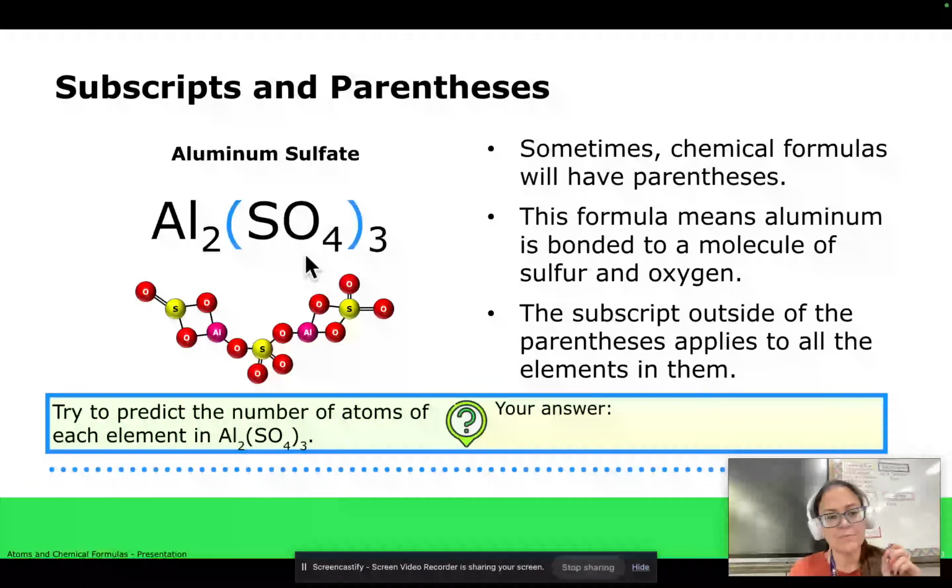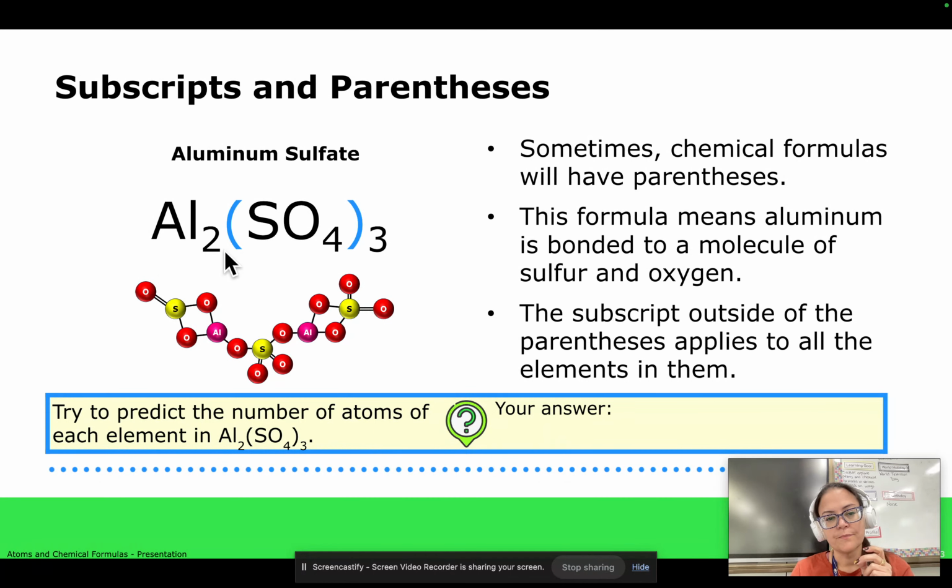So this 3 gets applied to the S, and it gets applied to the 4. But because there's already 4 O's in here, we have to multiply the 3 times the 4. So the 3 gets multiplied by the 1 that's here next to the S, and the 3 gets multiplied by the 4 that is by the O. So you have 2 aluminums, 3 sulfurs, 12 oxygens in this whole model.